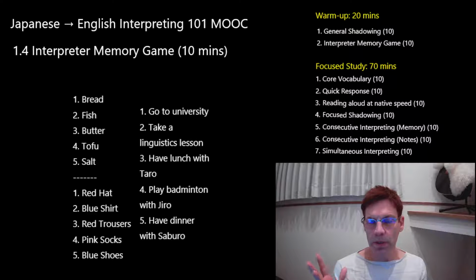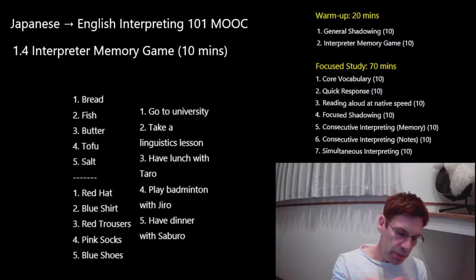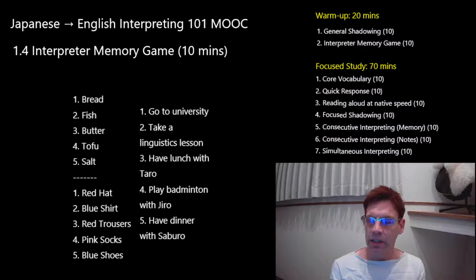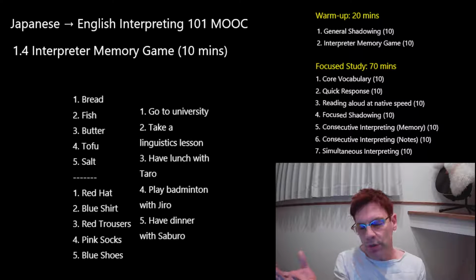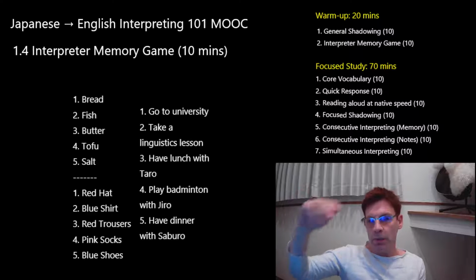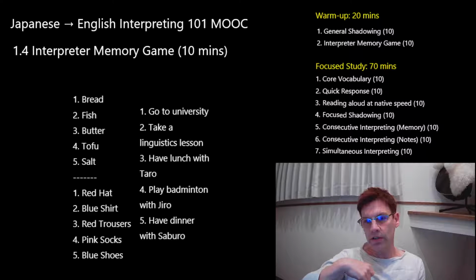So if this were me, if I were in this situation, I get these items. First of all, I'd have a picture in my mind, the bread. On top of the bread, there'd be fish and some butter melting on top of the fish. Then, second picture, I'd have tofu and with salt sprinkled on it. Following this, the clothing store, I just have a picture of someone in my mind wearing a red hat, blue shirt, red trousers, pink socks, and blue shoes. Perhaps not very fashionable.